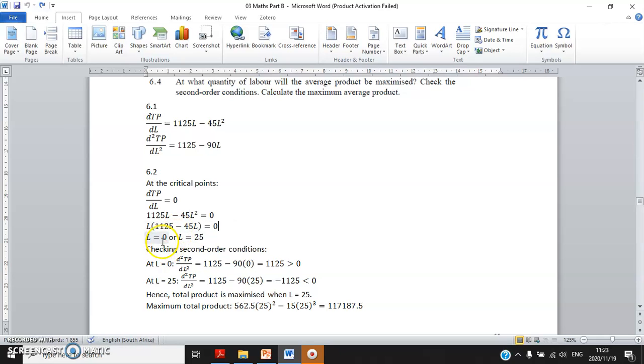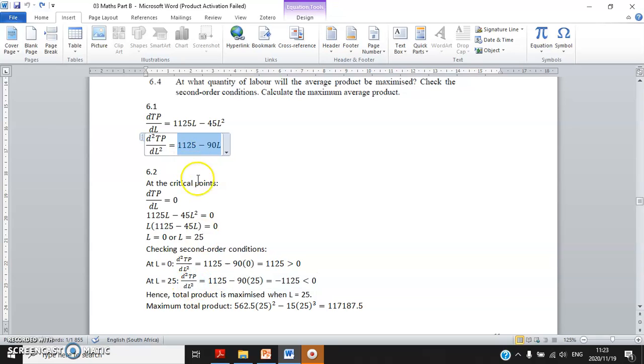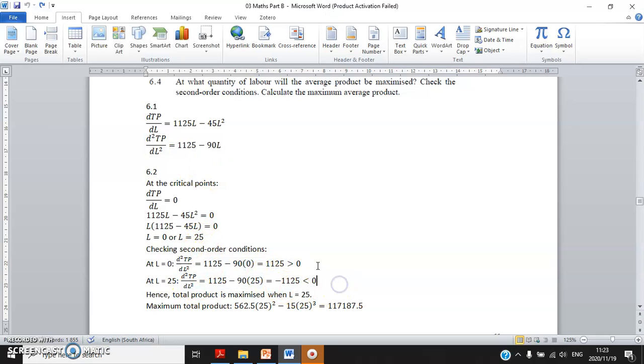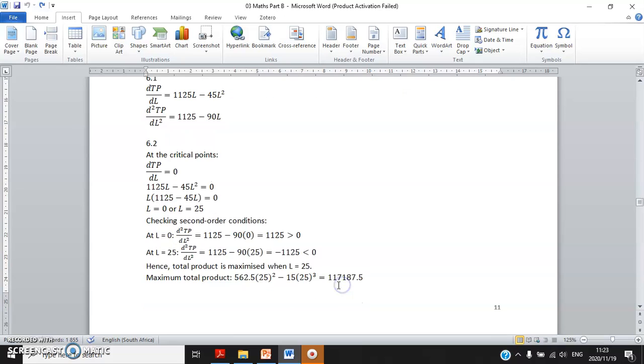Then you have two critical points: when labor is 0 or labor is 25, but we have to check the second order condition. So we substitute each L quantity into the second order derivative equation. When labor is 0, second order derivative is positive, it means convex. So this is not what we want. But rather when labor is 25, second order derivative is negative. Then it means maximum turning point because the shape is concave. Remember the unhappy smile. So total product is maximized when labor is 25.